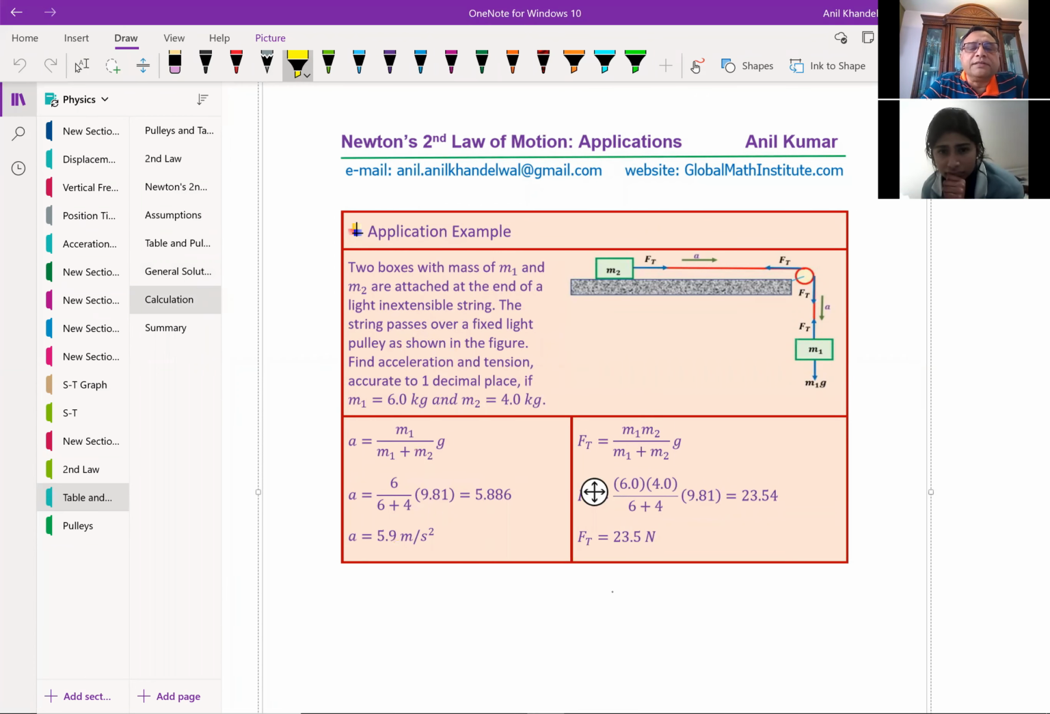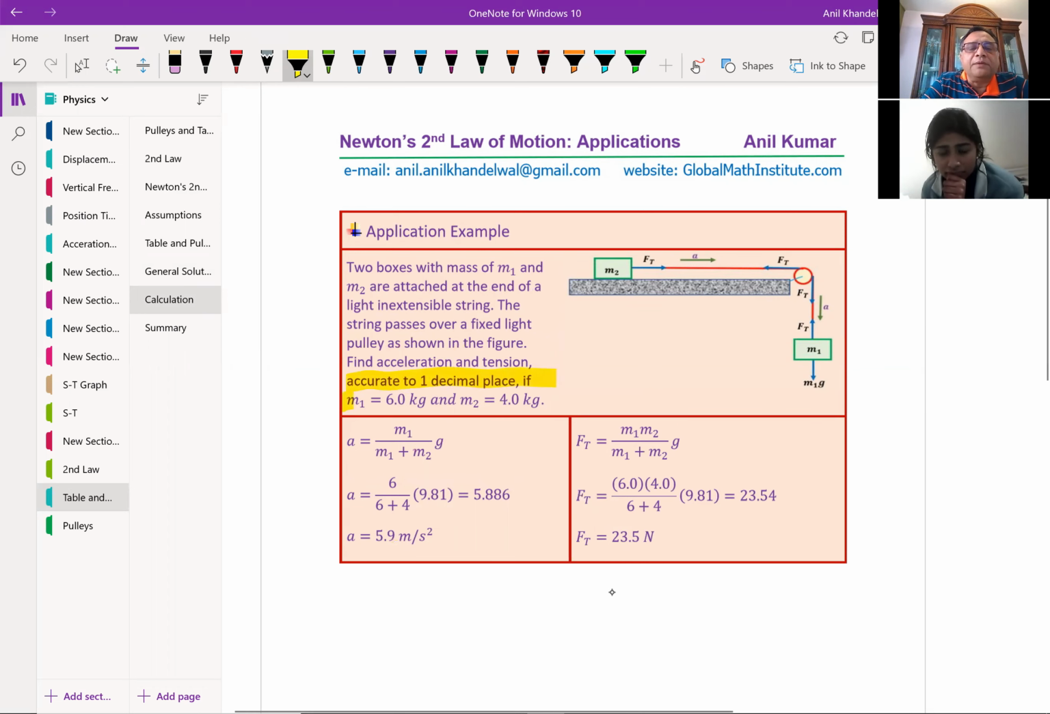So what I've done here is that I've just extended this question, and I'm saying let the mass m1 be 6.0 kg and mass m2 be 4.0 kg. So I know acceleration is this formula and tension is the other formula. We'll just substitute the values 4 and 6 in the formula and calculate with gravity as 9.81, right? So once you multiply, you get acceleration of 5.886. Now, what should be the significant figure for your answer?